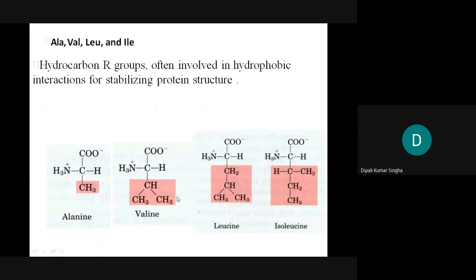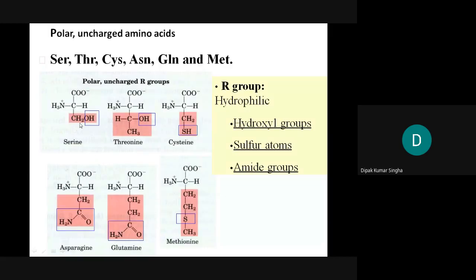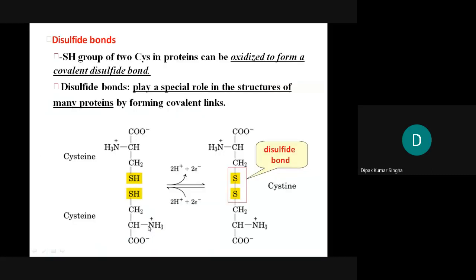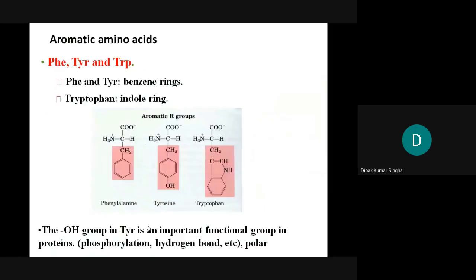alanine CH3, and in case of serine the H of the CH3 is replaced by OH, CH2OH; threonine, cysteine, asparagine, glutamine, and methionine. All the side chains are changed. Next, the disulfide bond, this is not required right now.